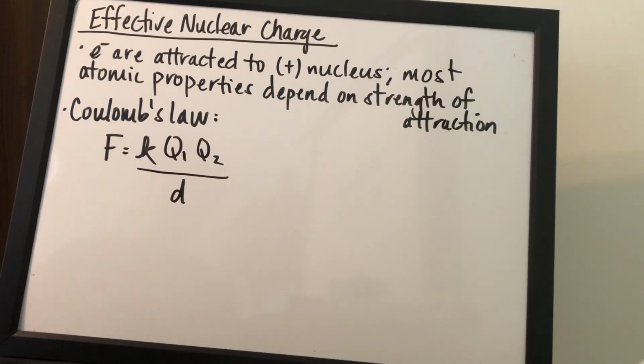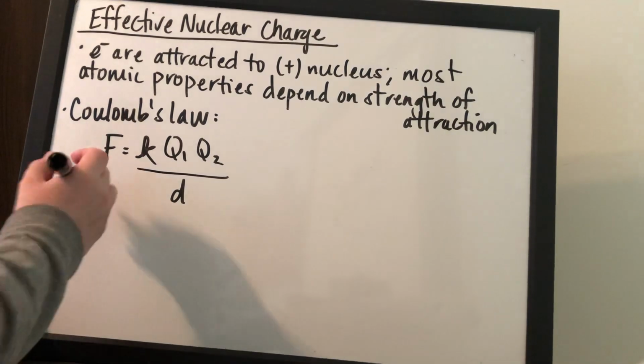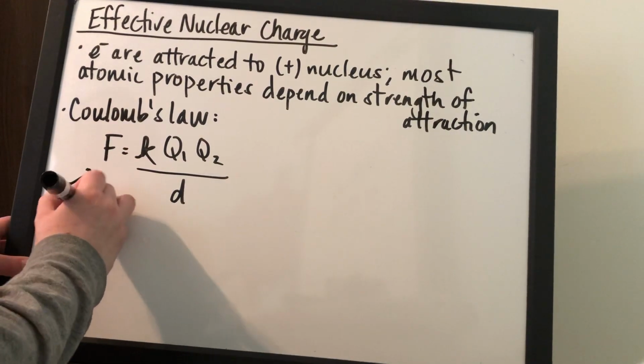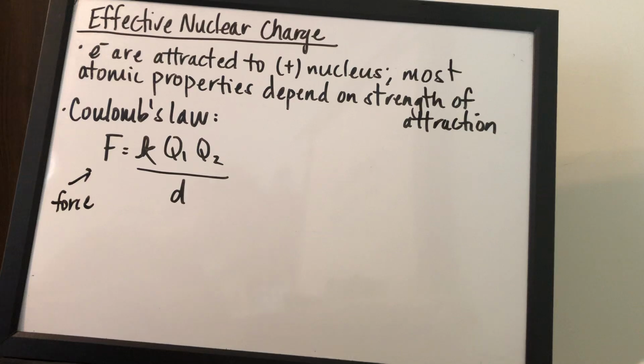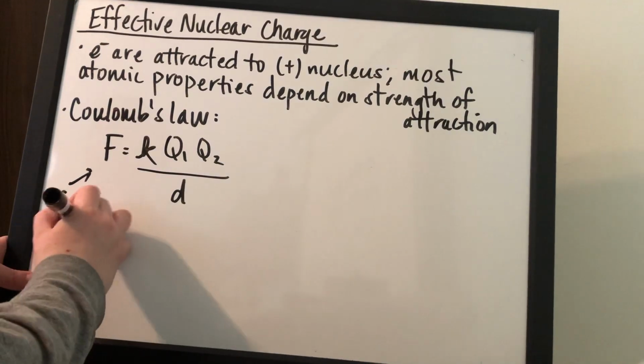So the foundation of this discussion is something called Coulomb's law, which if you've had physics, you've probably discussed. For our purposes, we're only going to look at this from a qualitative perspective, meaning we're not going to take this equation and plug numbers into it, but it's still useful for us to know. So Coulomb's law talks about the force of attraction between two particles, and that's what F is, the force, and it could be attraction or it could be repulsion.